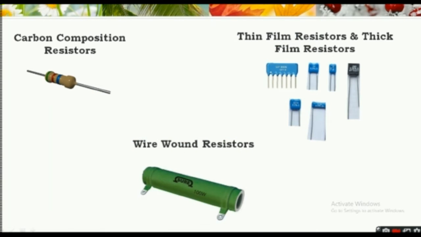The majority of the resistors used in electronic circuits are fixed resistors. These resistors have a fixed resistance value; it is not possible to change or vary the resistance value. Fixed resistors are available in various sizes and shapes. Most commonly used fixed resistors are 1 kilo ohm, 100 ohm, 10 kilo ohm and 330 ohm. There are four types of fixed resistors. First one, carbon composition resistors. Second one, wire wound resistors. Third one, thin film resistors. And fourth one, thick film resistors.